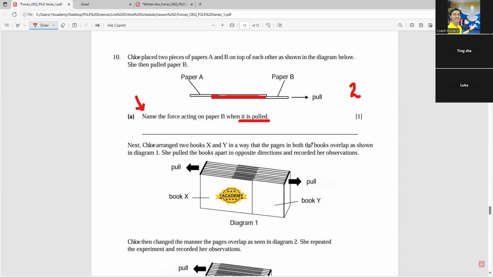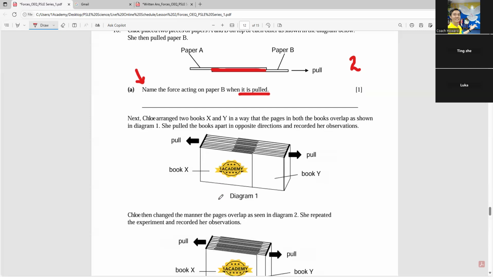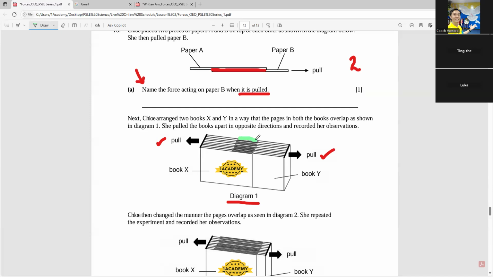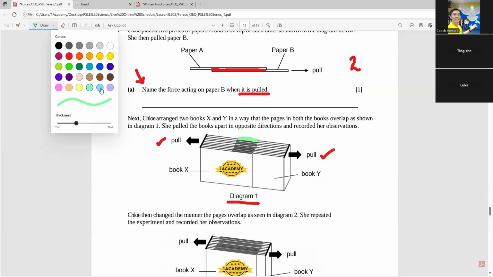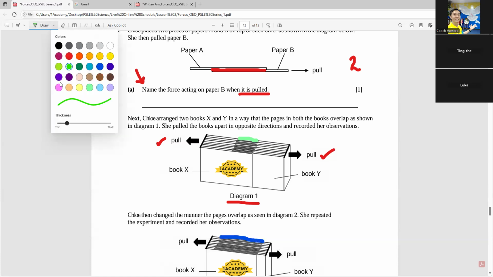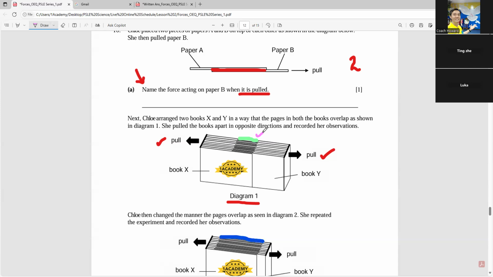There are pages in the book that overlap as shown here. In diagram 1, she put the books apart in the opposite direction. So there's pull here and pull here. Chloe then changed the manner the pages overlap. So you can see this part, right? The first part I can indicate with this color. This is the overlapping region. The second one, I use another color. You can see the overlapping region has increased like 3 times, if you compare these two surfaces here and here.